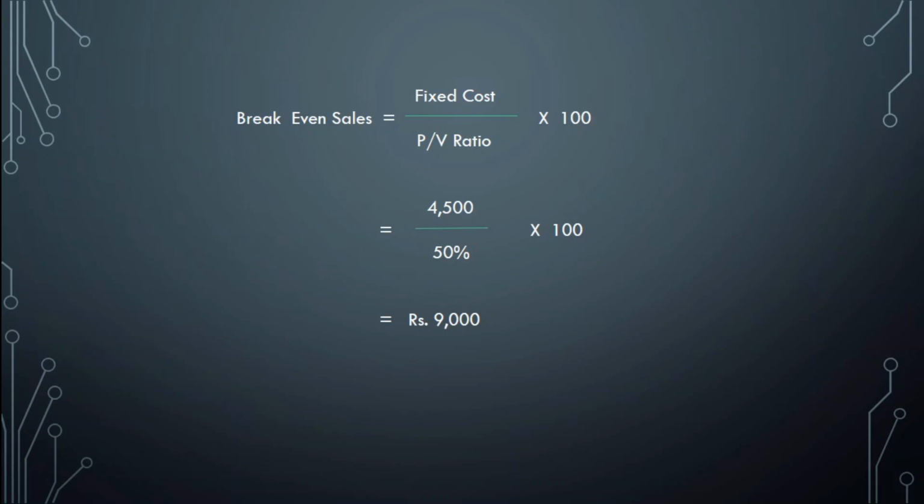Next comes break-even sales. For this, we are again going to calculate with a formula, which is fixed cost divided by PV ratio. Fixed cost amounts to Rs 4,500, which was given in the question, and the PV ratio we have just derived is 50%. By dividing these two and multiplying with 100, we'll get Rs 9,000, which is the break-even sales.